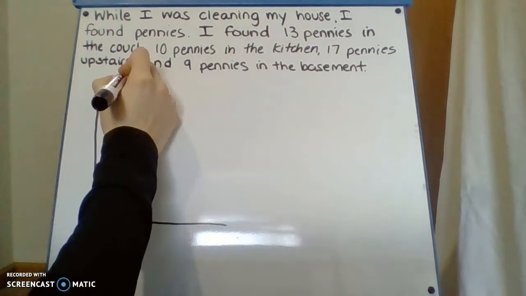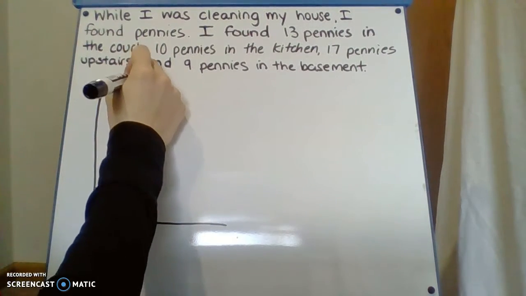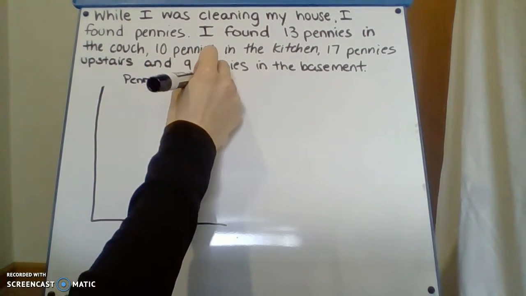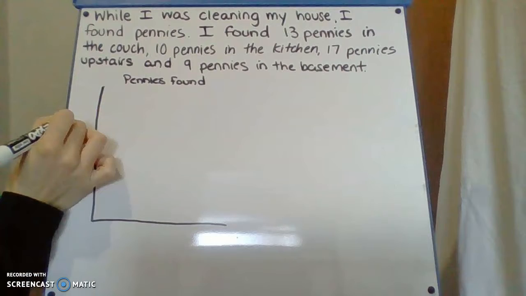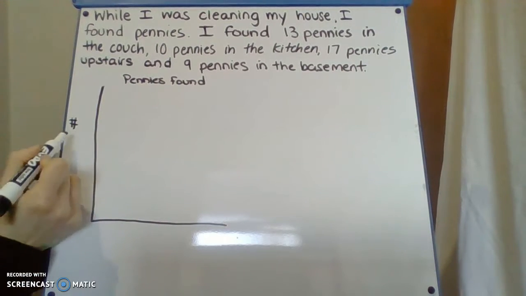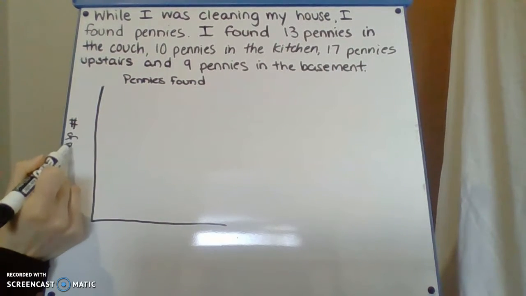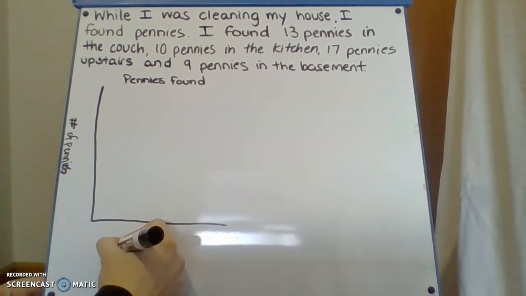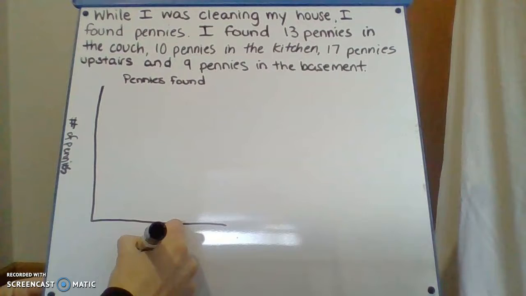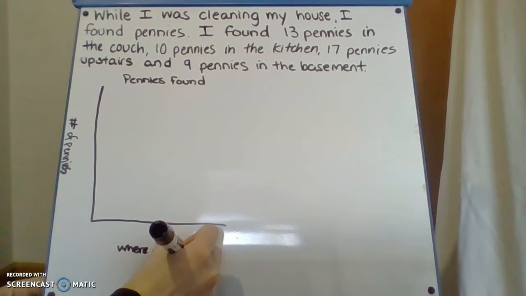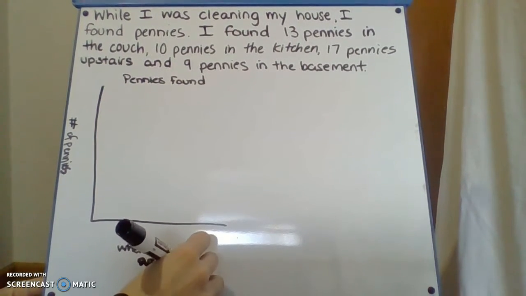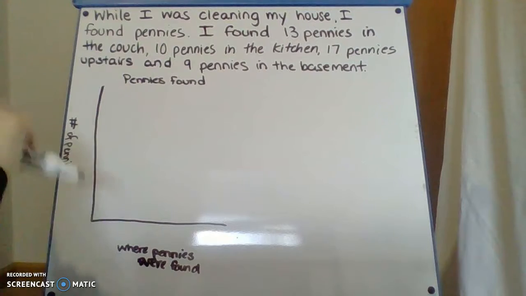So I always start with my title. I'm going to write pennies found. Number of pennies. I'm going to do the number sign because I'm running out of room. Number of pennies. And then where pennies were found. So I have my titles, my labels on the side.